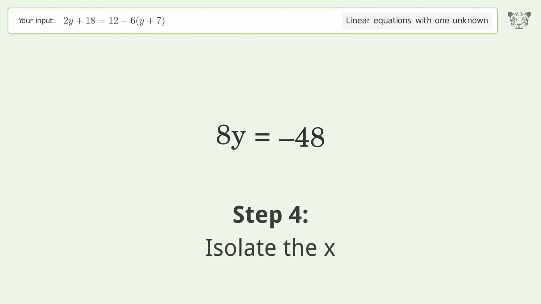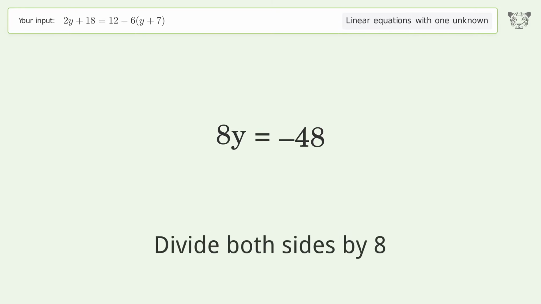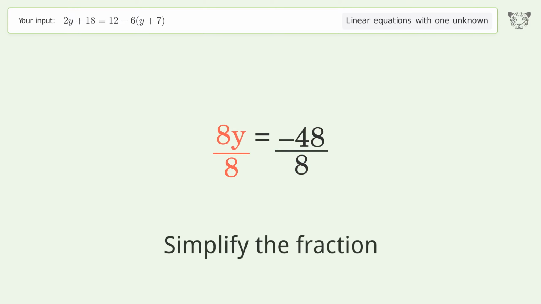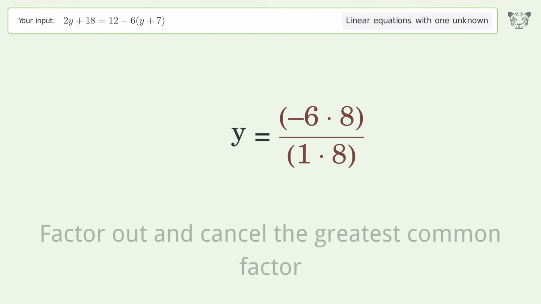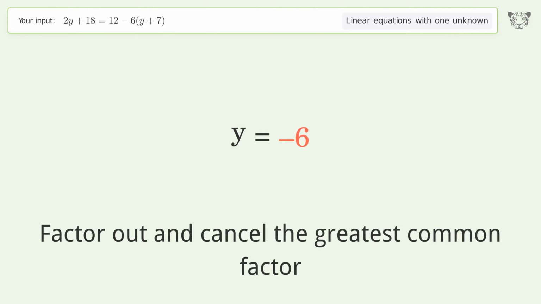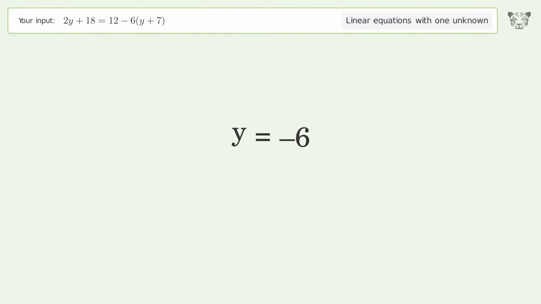Isolate the x. Divide both sides by 8. Simplify the fraction. Find the greatest common factor of the numerator and denominator. Factor out and cancel the greatest common factor. And so the final result is y equals -6.